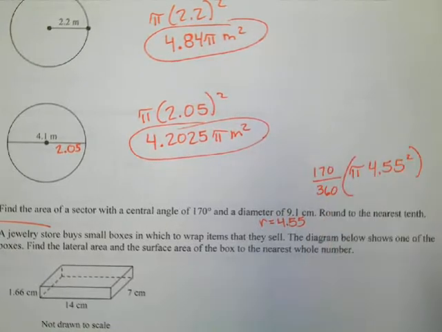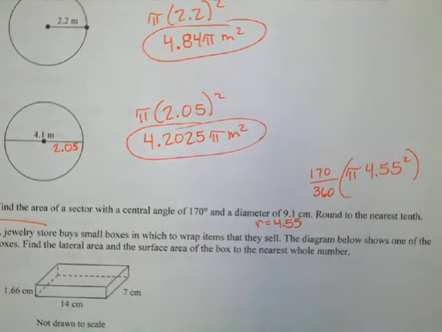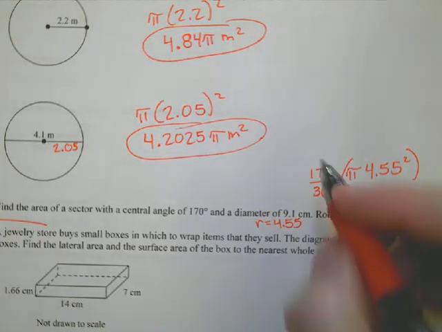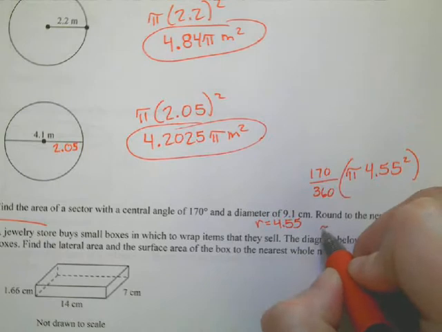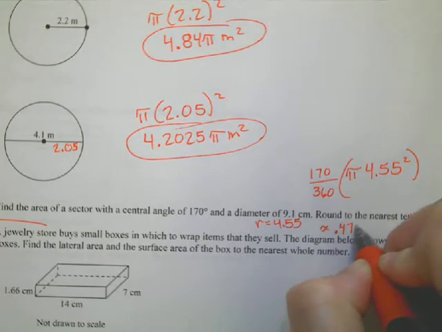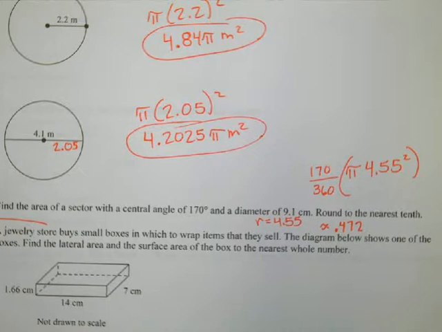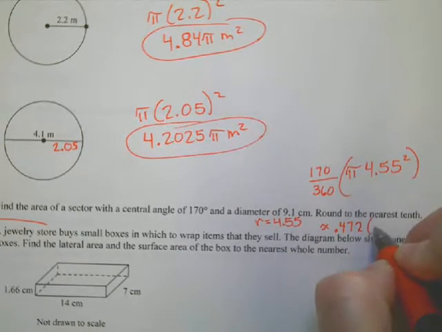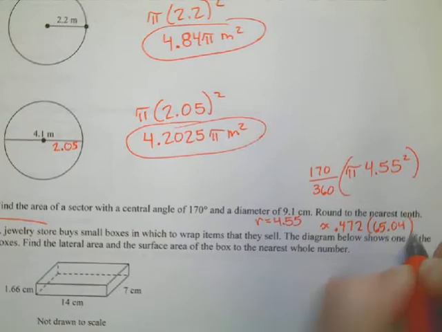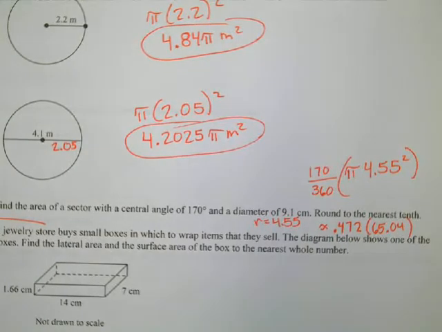170 divided by 360 gives us approximately 0.472, and that 2 is repeating. And then I have 4.55 squared times pi, which is approximately 65.04, and I'm multiplying that by 0.472, which gives me a final answer here of approximately 30.7, which is correct, centimeters squared.